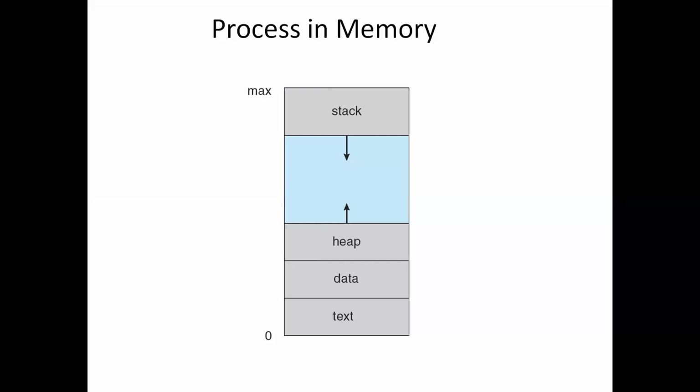The process stack will consist of temporary data like methods or functions, parameters, return type, and return address, and local variables will be held by the process stack here. Next, the process consists of the data section. The data section consists of the global variables. The process may also consist of the heap, which is memory that is dynamically allocated during process runtime. Understood, right? This is about the process.